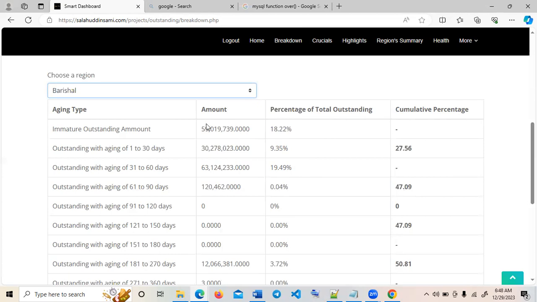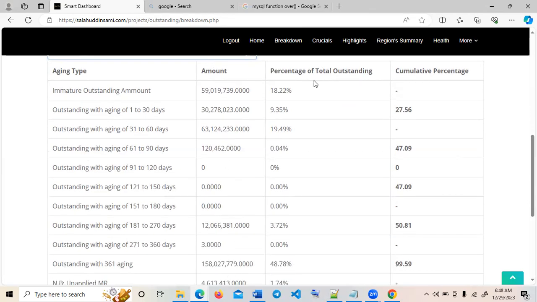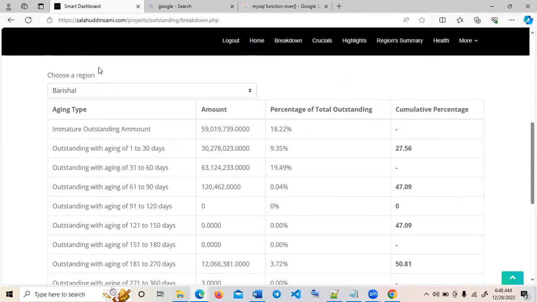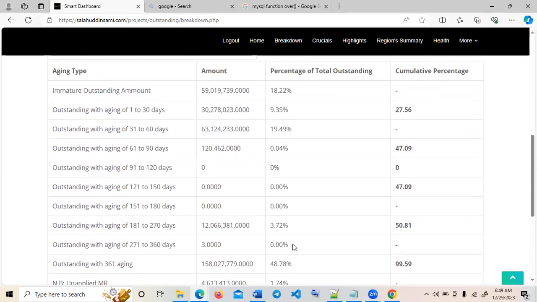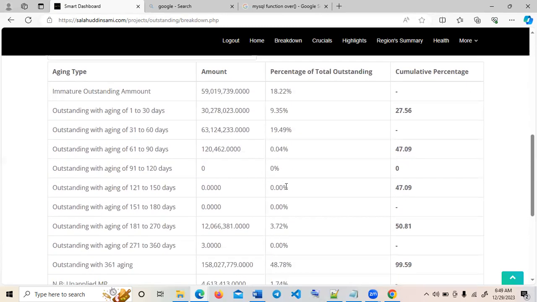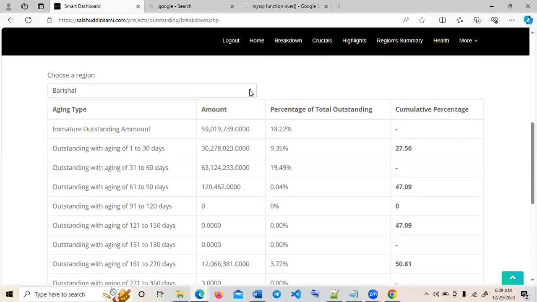And these are different percentages. Here I'm showing the amount, here the percentage, and here the cumulative percentage. For example, this company has immature plus 1 to 30 days outstanding, meaning 56% of this region's outstandings are either immature or below 30 days. So this is a really cool feature where broad summarized data and analytics can be observed by my client, and this is really helpful for them.